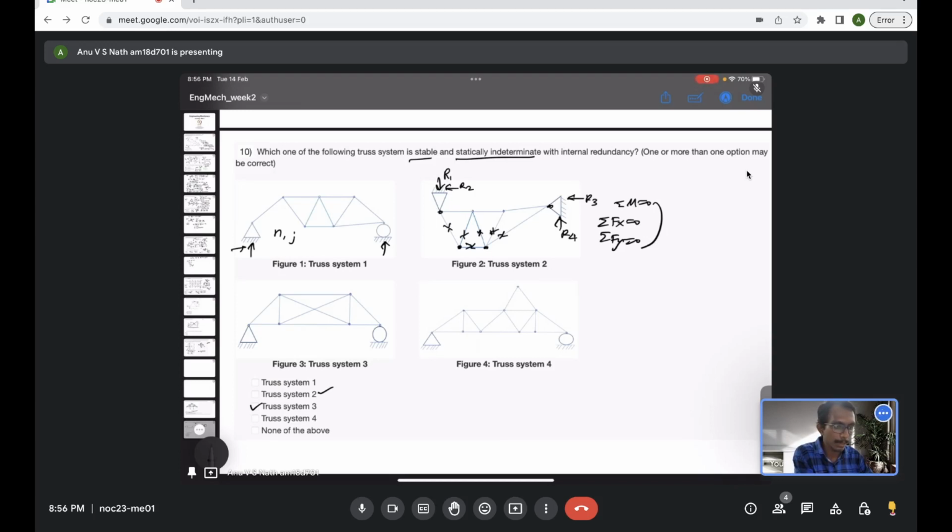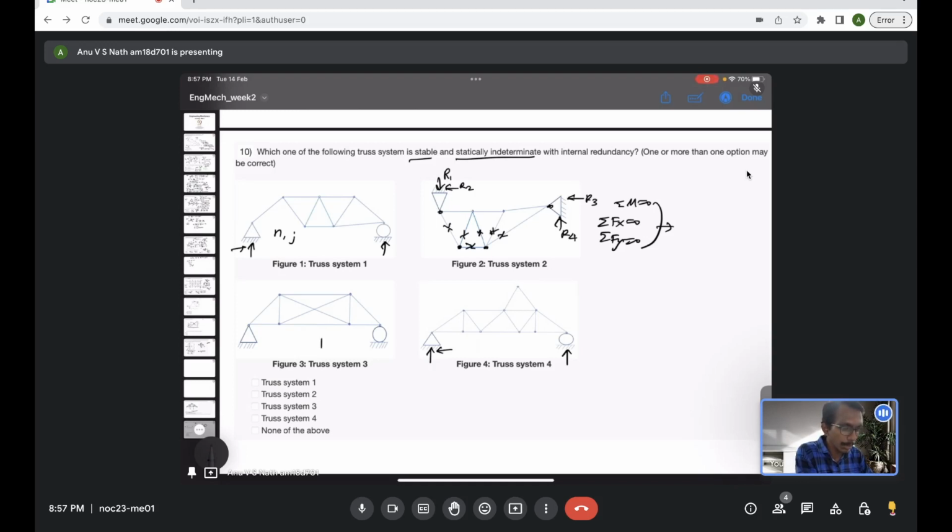Hope that is clear. Yes, sir, understood, sir. Now we'll come to 3 later. Let's see what about 4. So 4 is stable. You can see only triangles, and you have 2 reactions here and 1 reaction here, 3 external reactions, 3 external equations. So all of them are determinate and stable. So it's a statically determinate and stable system, but we are asked to find whether it is statically indeterminate or not. So 4 is not the correct answer.